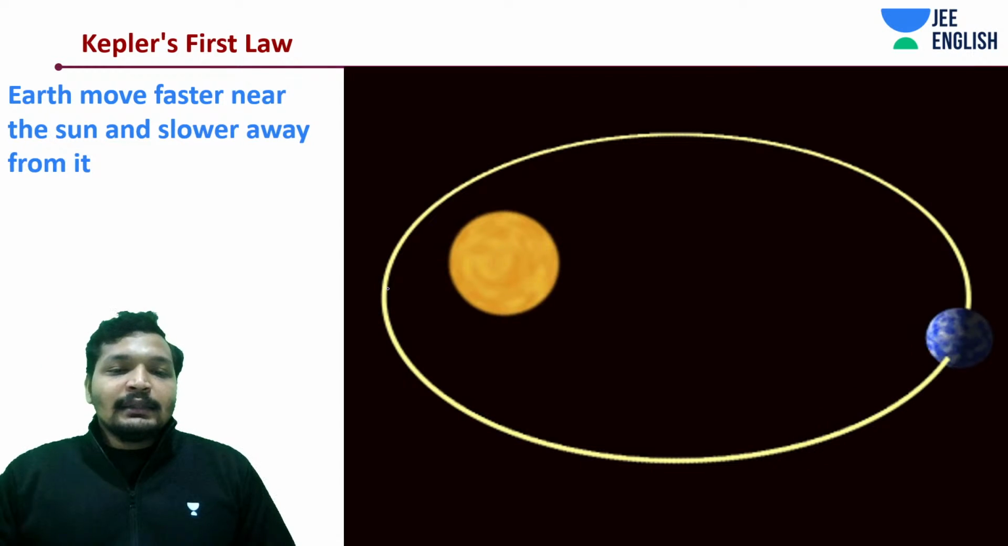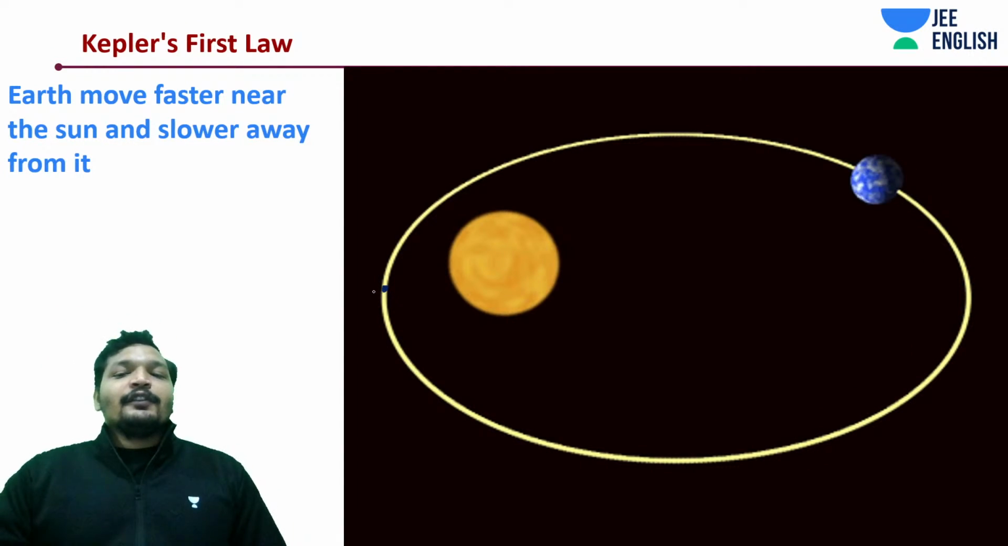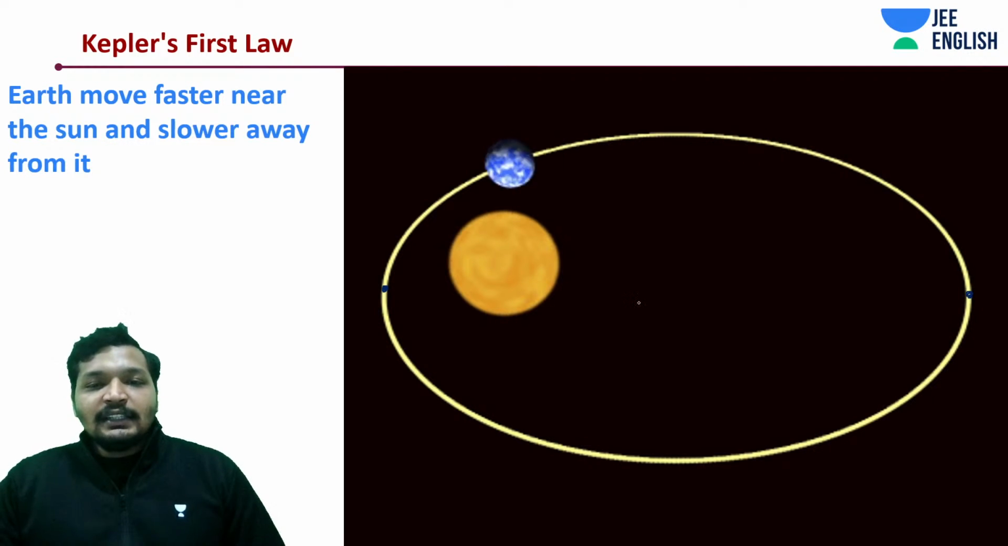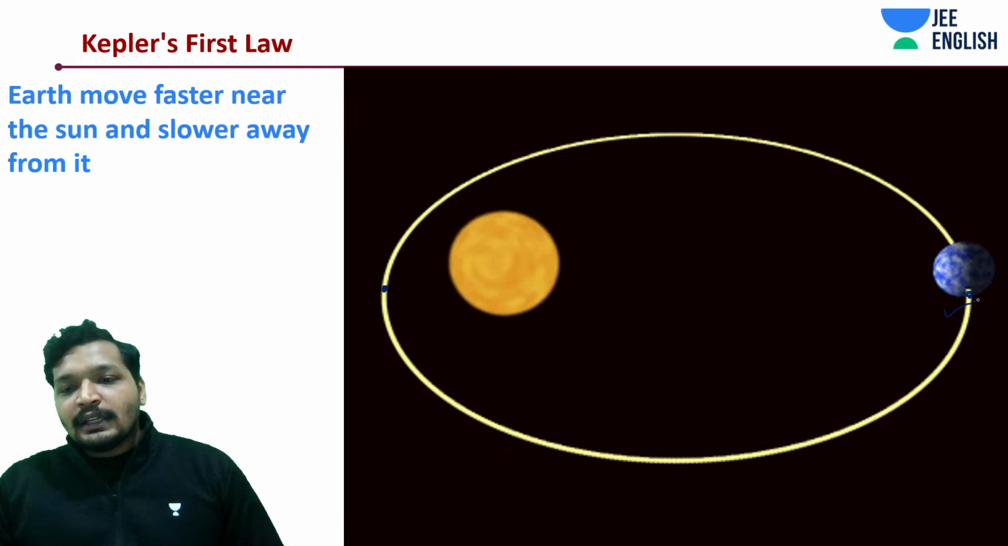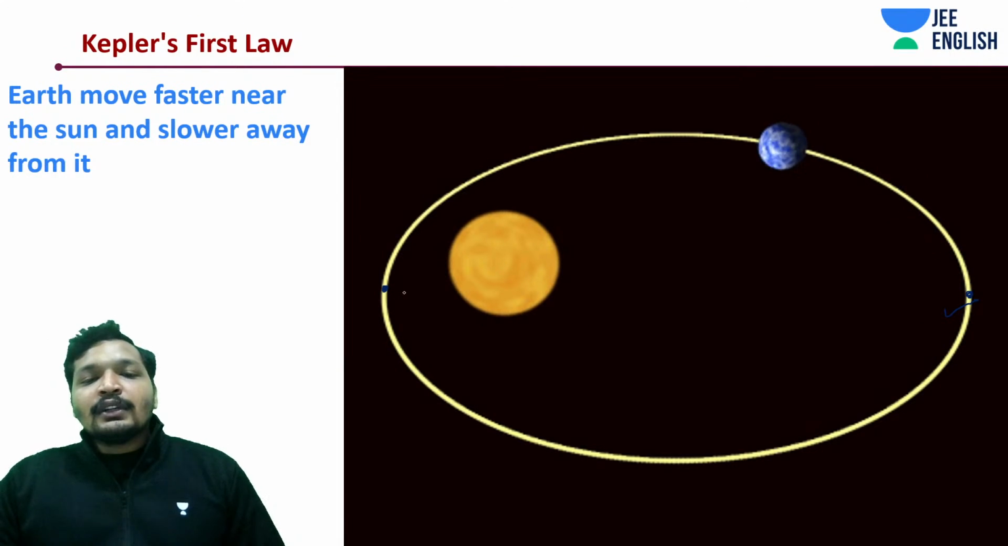It's a little bit different from the kind of visualization we had earlier, but still it's moving faster. It's moving slower, really slow at this point. And if you notice this point, what is happening? It's moving very quickly.